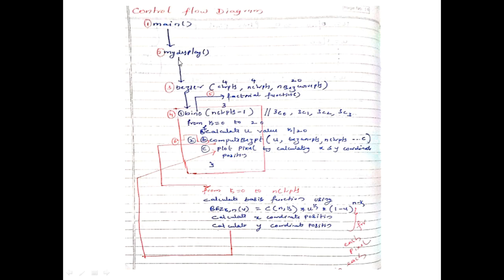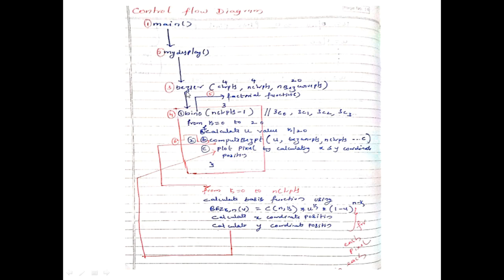Now the myDisplay function calls the Bezier user defined function. This is a third call in our lab program. The Bezier function passes three arguments: control points, the number of control points, which is 4, and the number of Bezier curve points, which is 20. That is, the total number of pixels in each curve is 20. Our aim is to create the Bezier curve.